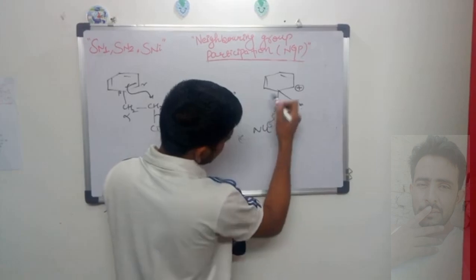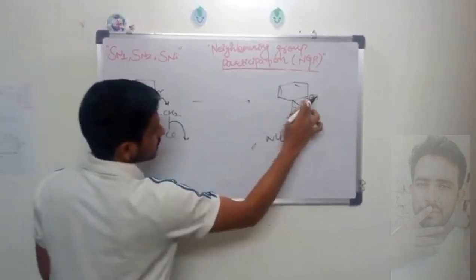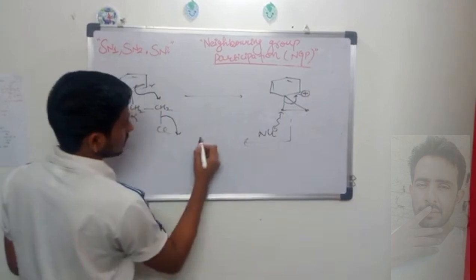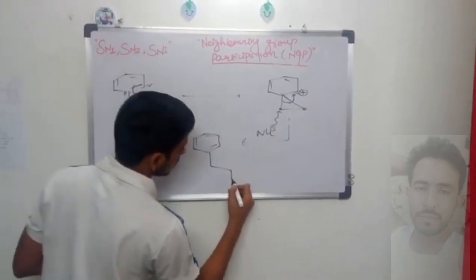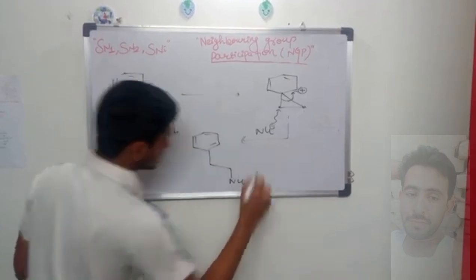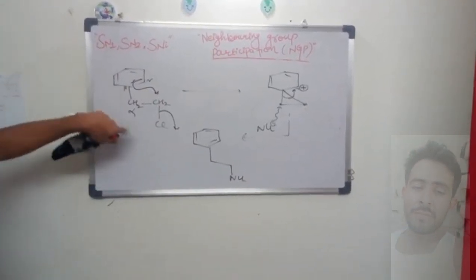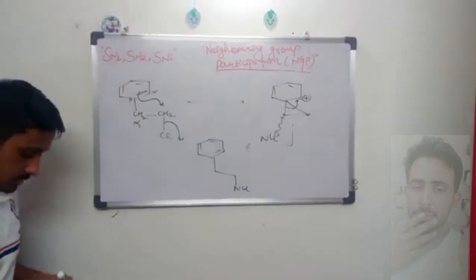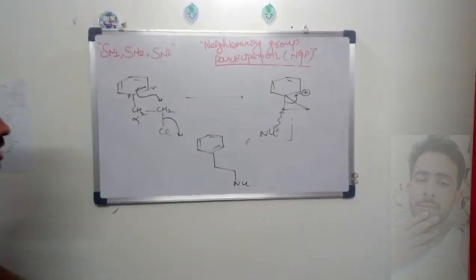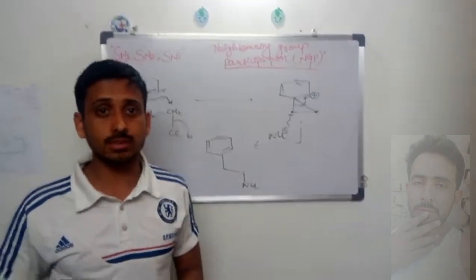So I have attacked it from this side, so it will open up. It will go as a double bond. So here a nucleophile has attacked. So this is the reaction which has neighboring group participation of a phenyl ring to give the product, which has a very high rate of reaction. So I have tried to give a basic idea of neighboring group participation. Thank you.